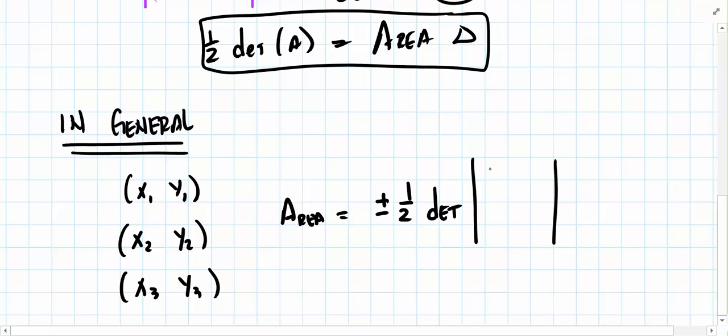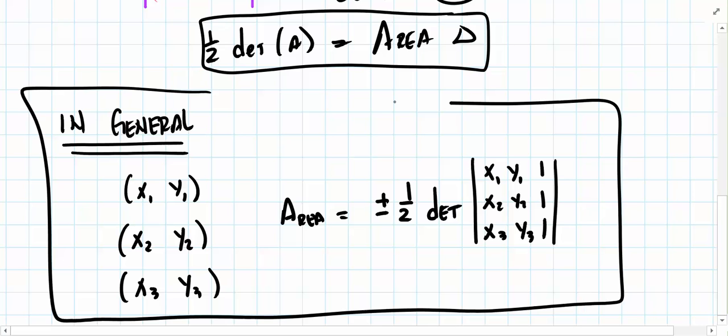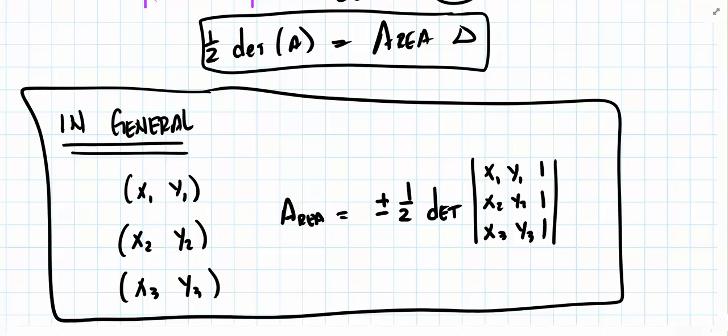The matrix with those coordinates in it: x1, y1, and a column of 1s on the end, x2, y2, 1, x3, y3, and 1. Why do you suppose there's a plus or a minus in the front there? Positive, right? Because the determinant can be either a positive or a negative number, so you use the sign to make the area positive. Area is always positive for us.